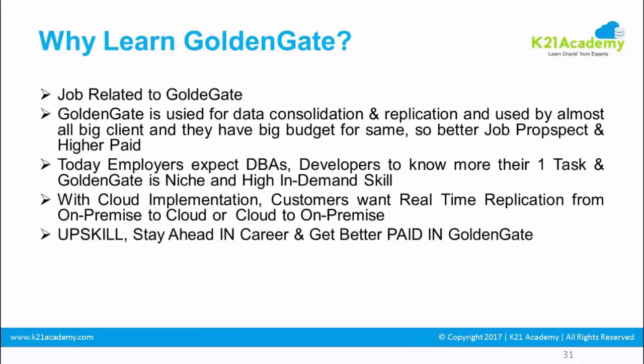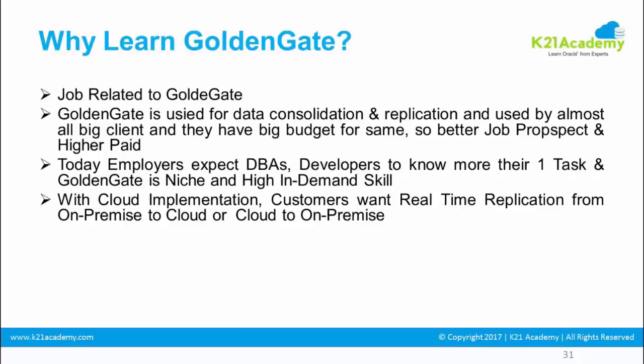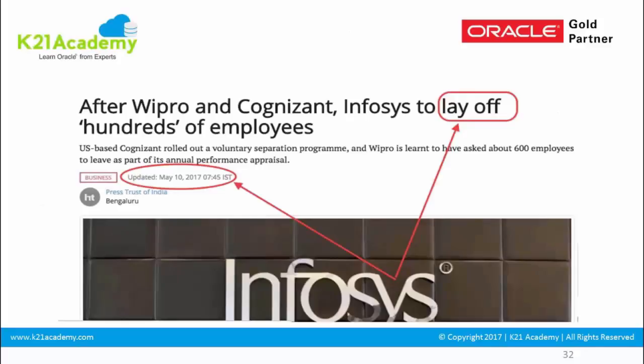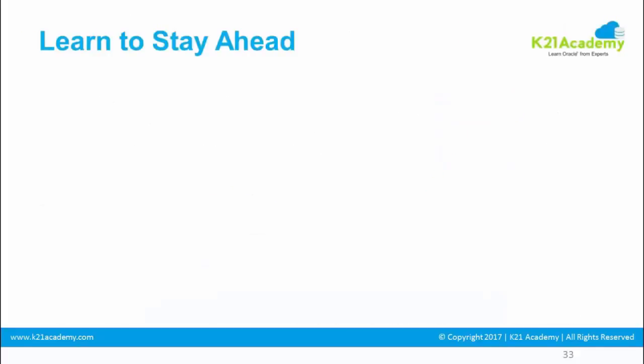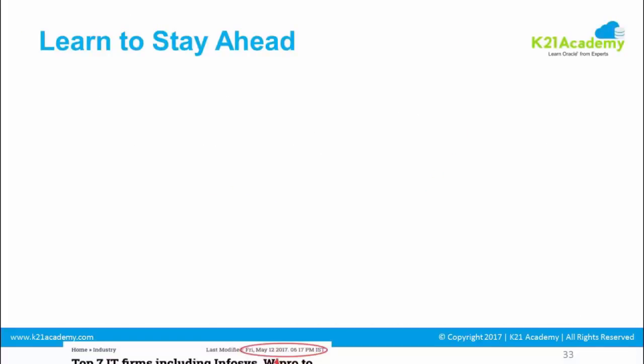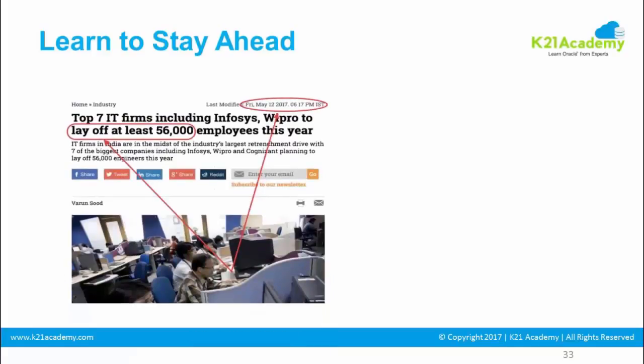If you want to upskill yourself and stay ahead in your career, as I mentioned earlier, if you go to the market, you may find 100 database administrators. However, if you look for GoldenGate administrators, you will find only 5. So you will always be in high demand. I don't want to scare you, but this is the truth. You should be upskilling yourself to stay ahead of your peers in the market.